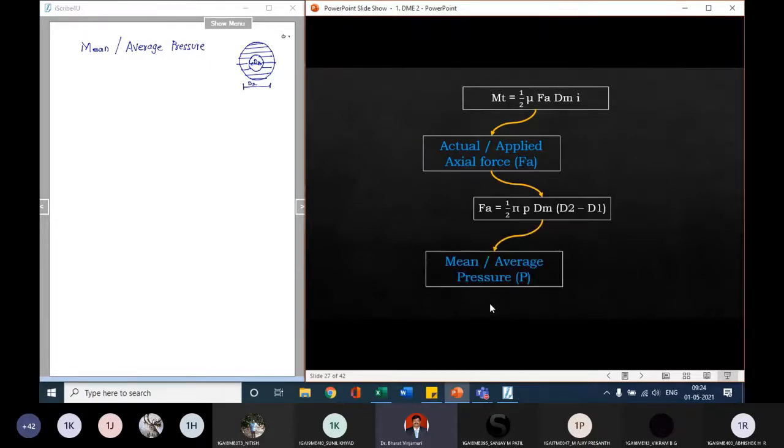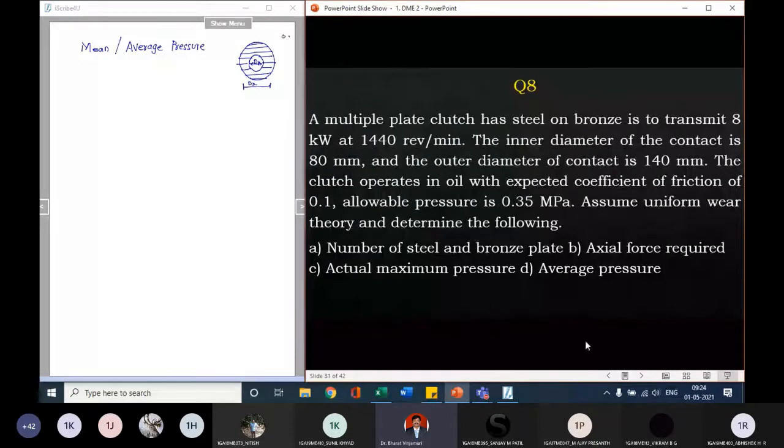So you have this concept. Let me start with question number 8. Try to go through this question number 8 here. Question number 8 is what we are going to solve.